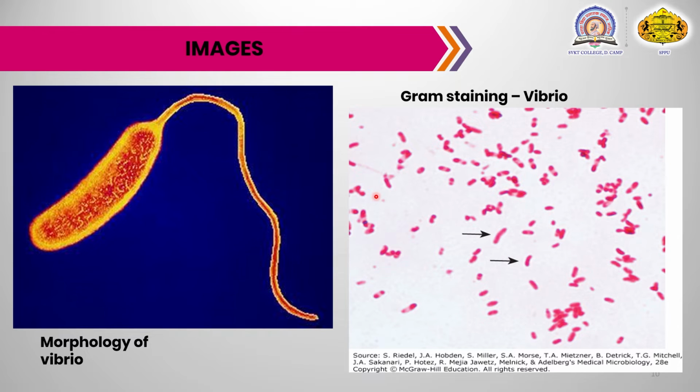Moving on to the next image, the gram staining of Vibrio cholerae. As we have seen, the organism is gram negative in nature, and it stains pink after gram staining. Even in this image you will be able to see a curve. The organism appears curve-shaped. So these are the morphological characteristics of Vibrio cholerae.